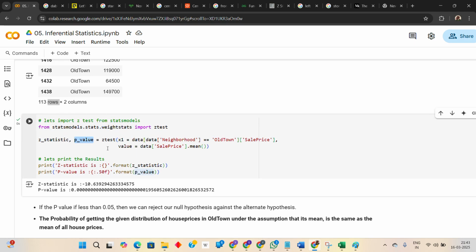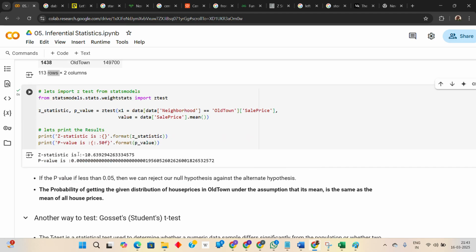So now you can see, using this small function, stating your original condition and then passing the value. The value here is simply that we are checking with the mean values of the sale price. So that is the value. Then you can get the results. Here the Z statistic is minus 0.63.